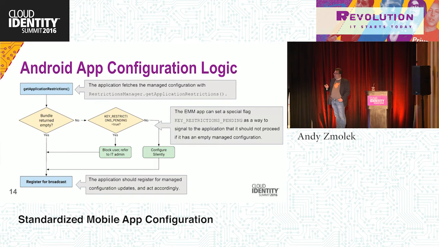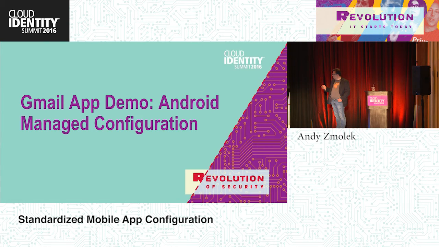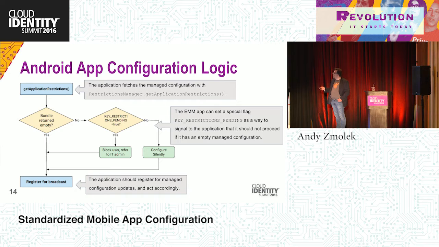If the app has not seen anything yet, then it's going to register for a broadcast and continue on, unless the EMM has told it that the restrictions are coming, right? Otherwise, it gets the restrictions, it configures them, and it continues on.